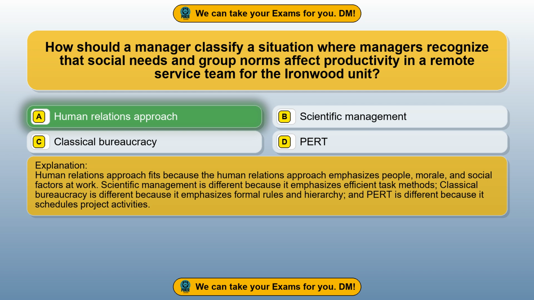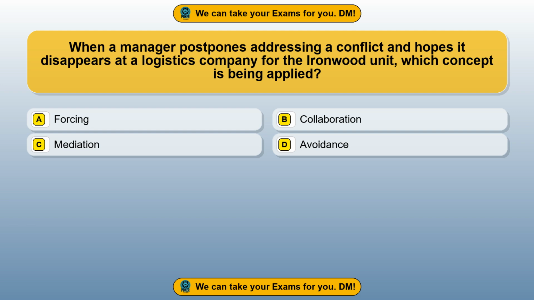Human relations approach fits because the human relations approach emphasizes people, morale, and social factors at work. Scientific management is different because it emphasizes efficient task methods. Classical bureaucracy is different because it emphasizes formal rules and hierarchy, and PERT is different because it schedules project activities. Question 48. When a manager postpones addressing a conflict and hopes it disappears at a logistics company for the ironwood unit, which concept is being applied?